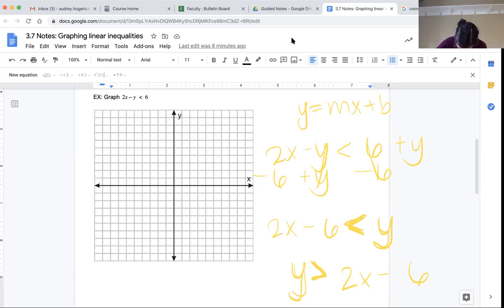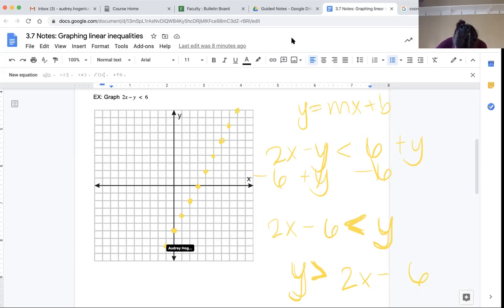So I'm going to put a point down at negative 6: 1, 2, 3, 4, 5, 6. I'm going to put a nice little dot there, so hopefully everyone can see that. And then I know that my slope is 2, so I'm going to count 2 over 1, 2 over 1, 2 over 1, and keep going with this all the way over there and then all the way down.